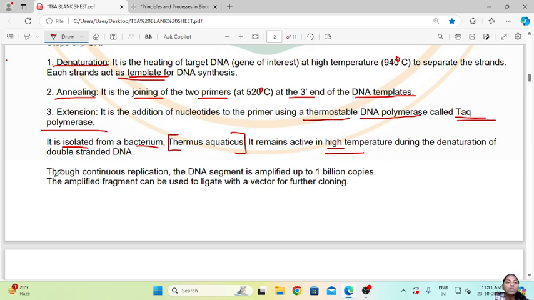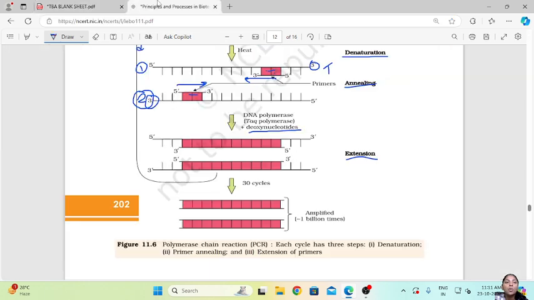Now after the extension, what will happen? Through continuous replication, the DNA segment is amplified up to 1 billion copies. Since the primers have attached and we have provided the DNA polymerase and deoxynucleotides, the strand will continue to replicate. This single strand will again become double stranded, like this. And many copies will be formed, up to a billion times it will be amplified.